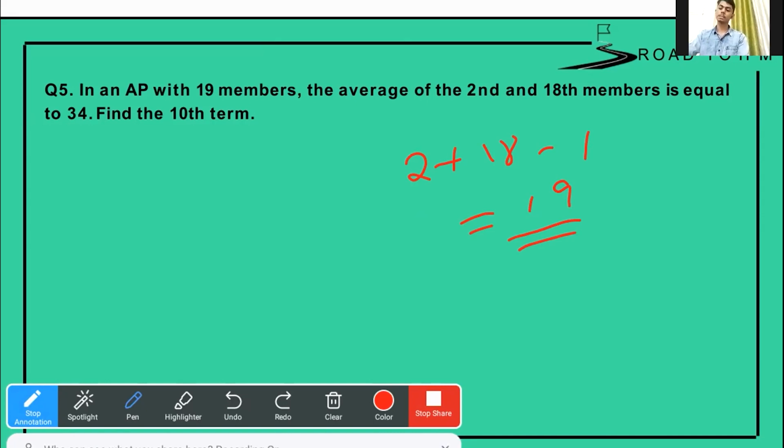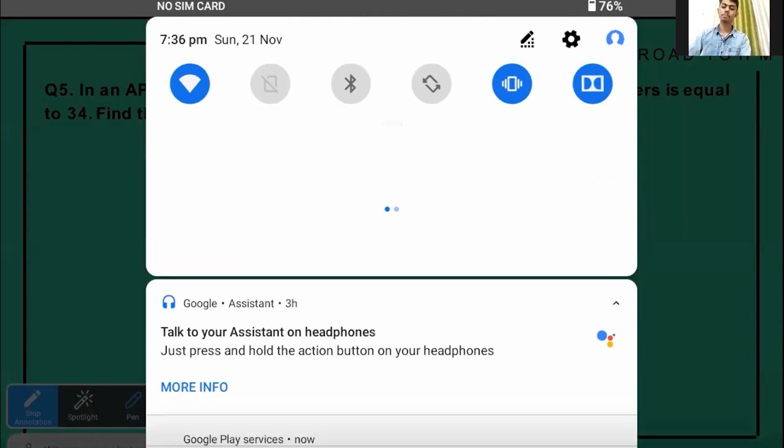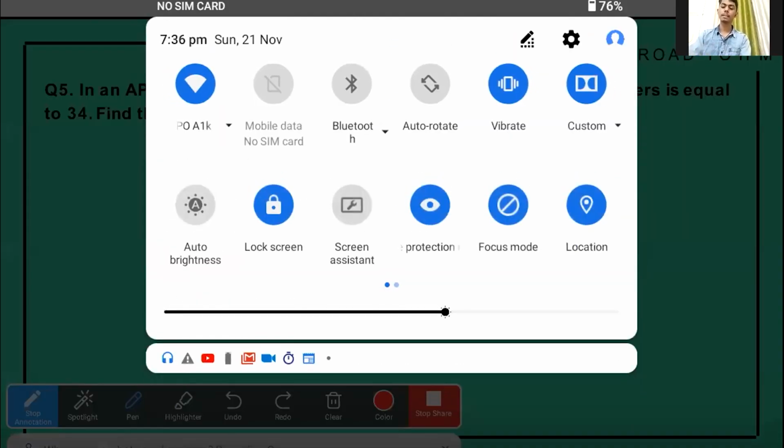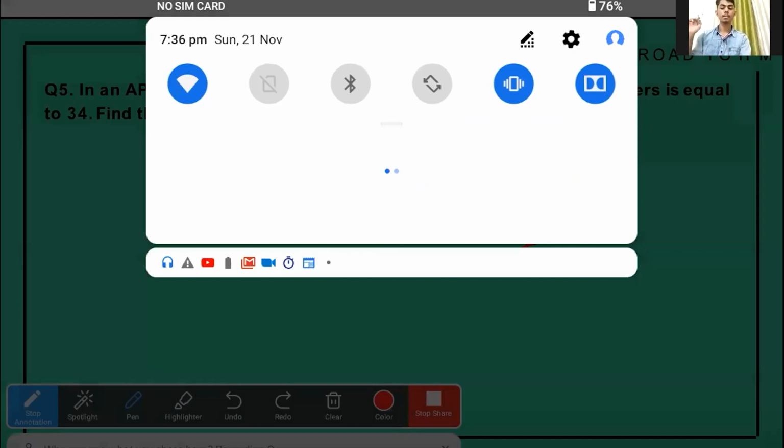So what is the specialty of corresponding terms? Before that, let's read the question again. The average of the second and 18th members is equal to 34. Find the 10th term. So 19 members. 19 is odd.